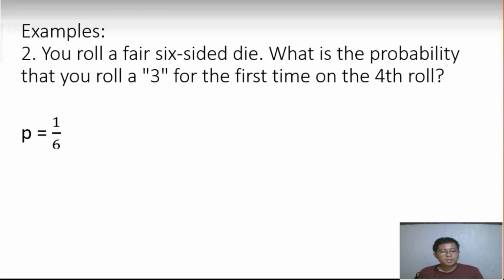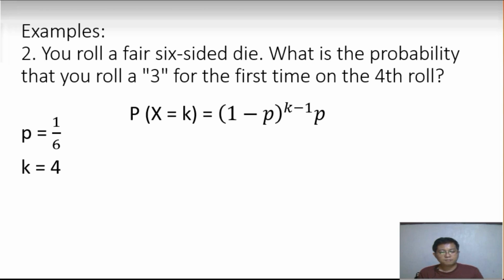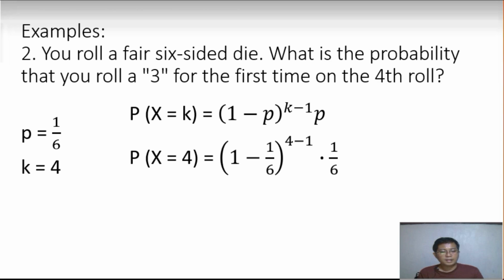Why 1/6? Because the probability of getting a 3 in rolling a single die is 1 over 6, since there is only one 3 in the sample space. And since we need to find the probability to roll a 3 for the first time on the 4th roll, this implies that our k must be equal to 4. Now, let us use our probability mass function: probability of x equals k equals quantity 1 minus p raised to k minus 1 times p. By substitution, we arrive at this. Clear? Next, let us simplify the expression here. We now have the probability of x equals 4 equals 5 over 6 to the 3rd power times 1/6.